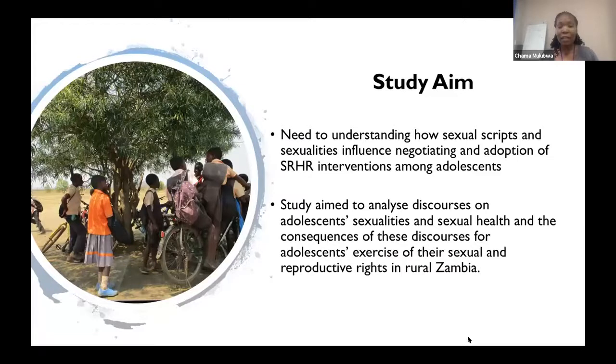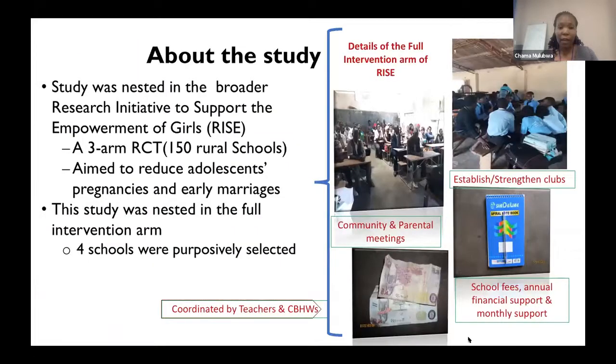We nested this study in broader research called the Research Initiative to Support the Empowerment of Girls. This study, in which we nested the smaller study that I'm presenting, is a 3-arm randomized controlled trial, which was conducted in 150 rural schools and was aimed at reducing adolescent pregnancies and early marriages.